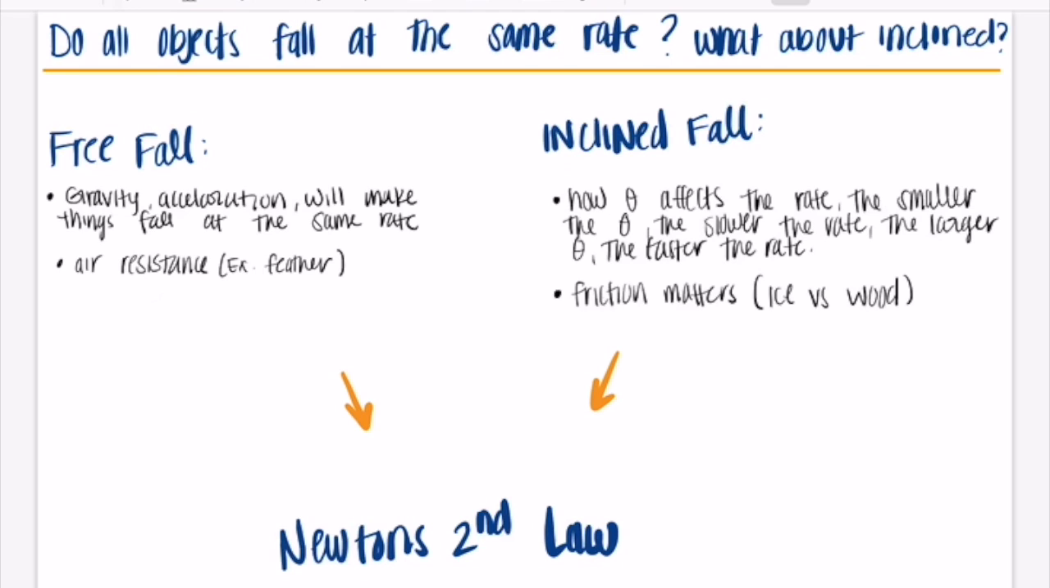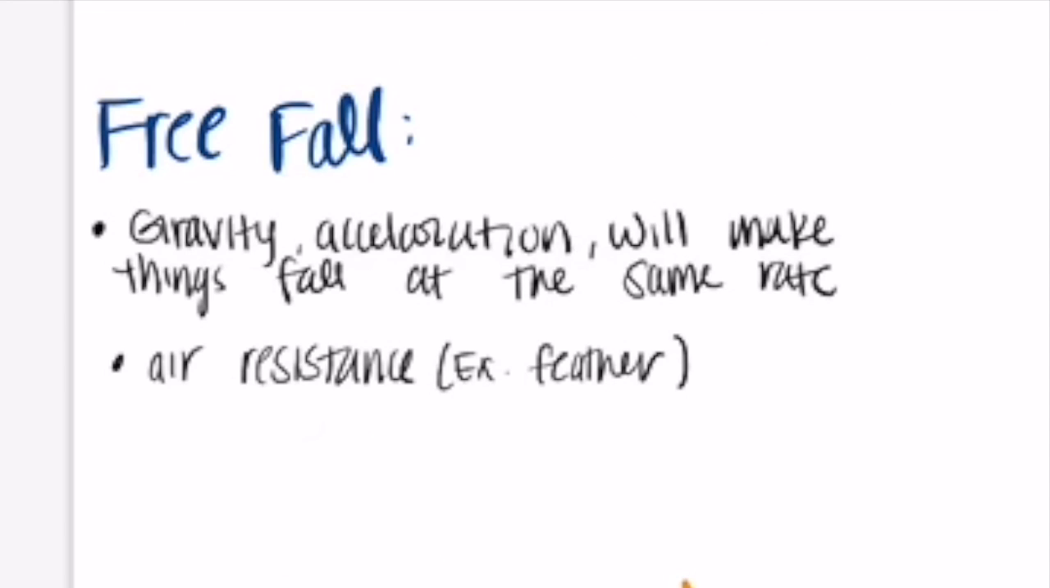To begin with, we did two different experiments, one of which is free fall. In free fall, we have to focus on gravity, which is 9.8. When acceleration is at 9.8, things tend to fall at the same rate. Also, there are other factors such as air resistance that play a role in this.